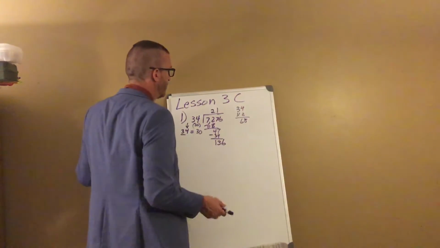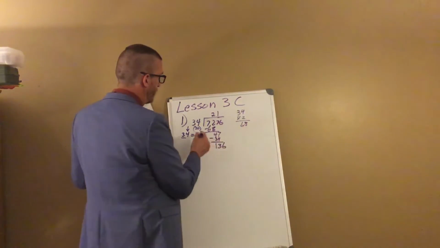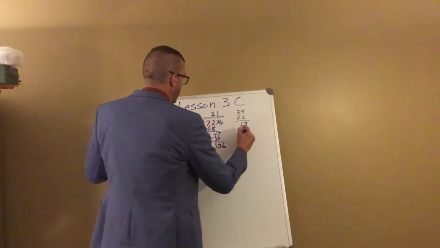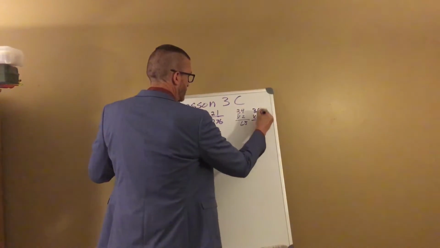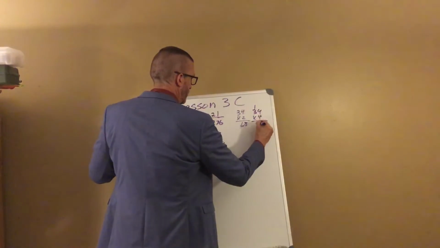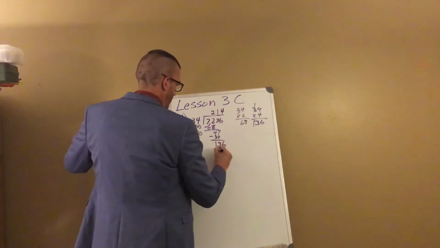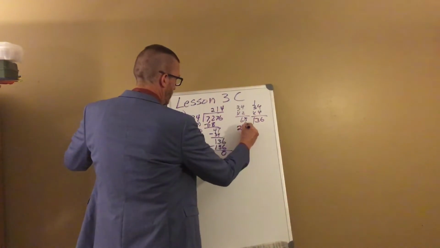30 into 136 would be at least 4 times. Let's try it. 4 times 30, our estimated divisor, would be 120. 4 times 34, 16, 12. Hey, 136, right on the mark. We get 0. We check our work.